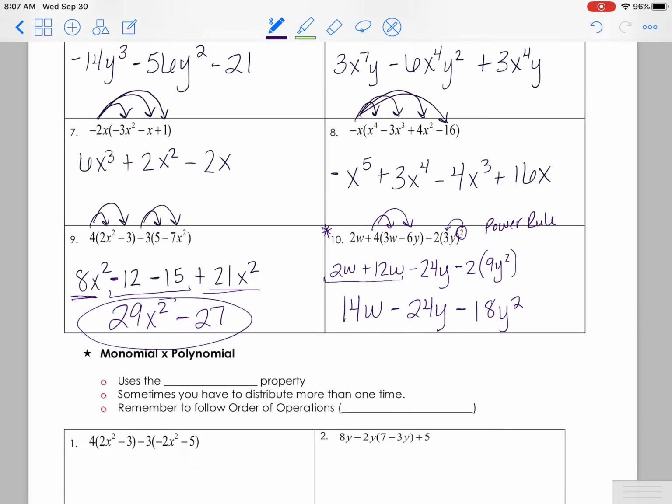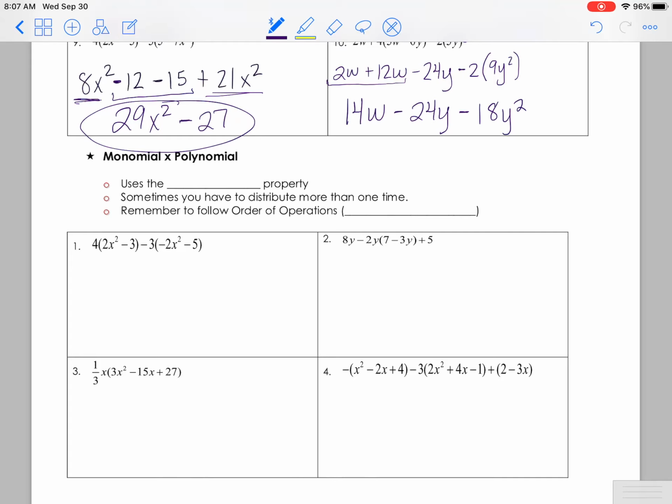All right, now we're going to talk about a monomial times a polynomial. So this is going to involve the distributive property a little bit more. So the first step is we are going to use our distributive property. And again, like we saw in some of the examples, you might have to use your distributive property more than once. And then remember to follow our order of operations, or some of you guys like to say your PEMDAS.